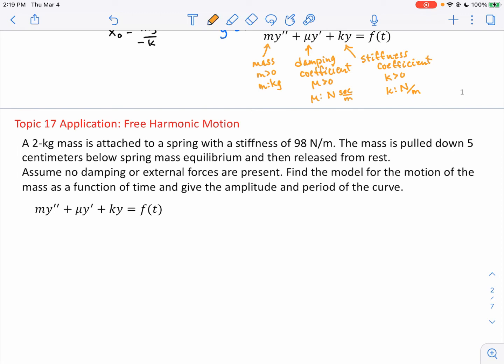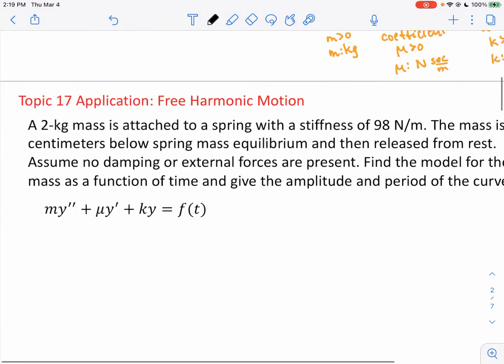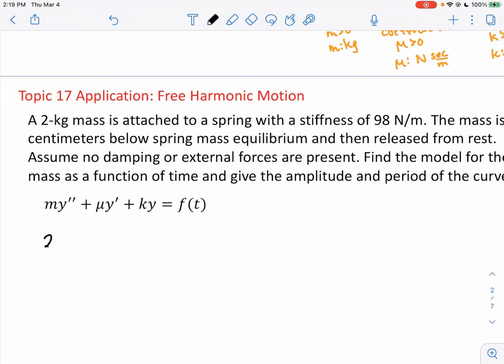Okay, so let's begin with our general differential equation right here that we're going to be using as our platform. We know that the mass is 2 kilograms. So we have 2y double prime, and make sure your mass is in kilograms. So if that was 2 grams, you'd have to do a conversion. Is attached to a spring with a stiffness of 98 newtons per meter. That's the correct unit. So this 98, we can use that for the K. So that's our K, and this 2 is our M. And we're assuming that there's no damping forces, so the mu is 0. So as soon as you see assume no damping, mu is going to be 0.